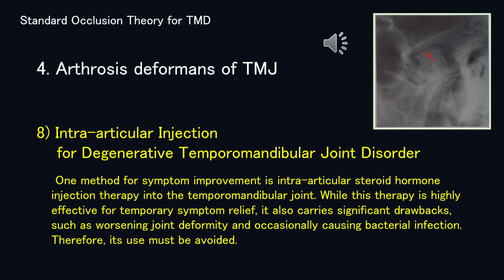8. Intra-articular injection for degenerative temporomandibular joint disorder. One method for symptom improvement is intra-articular steroid hormone injection therapy into the temporomandibular joint. While this therapy is highly effective for temporary symptom relief, it also carries significant drawbacks, such as worsening joint deformity and occasionally causing bacterial infection. Therefore, its use must be avoided.